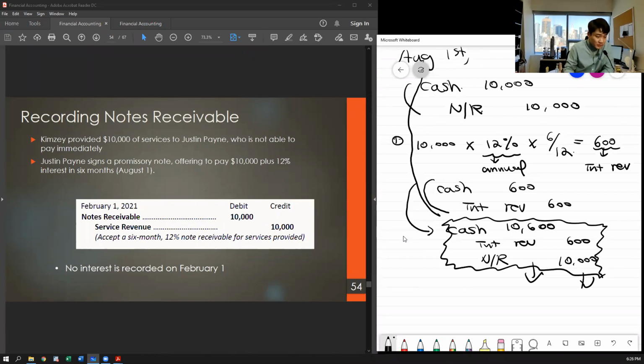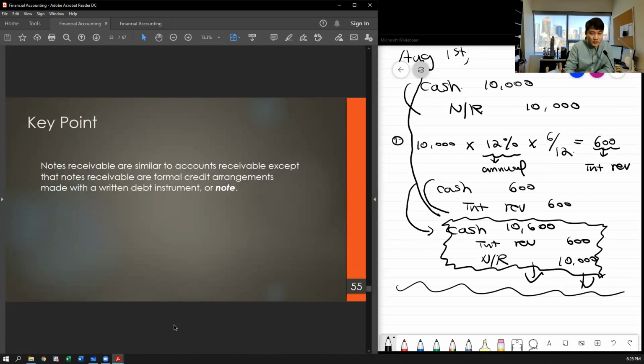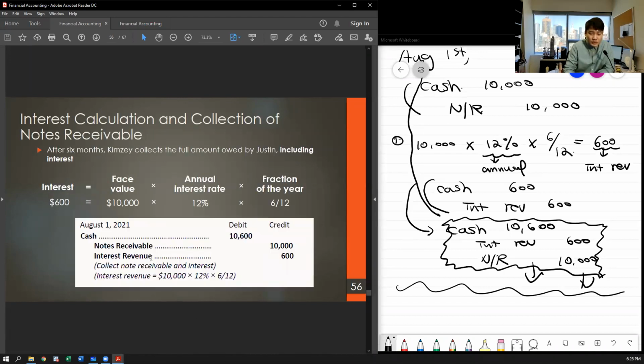Okay. Now, this is an easy case. Let me just go to, so like you can see right here, you're receiving cash for the total amount of $10,600. Notes receivable, the original principal amount, which is $10,000, plus the interest revenue for the amount of $600. Now, this is an easy case.